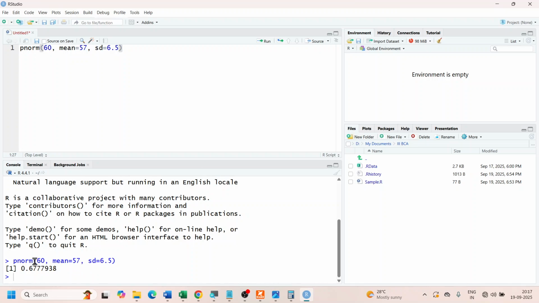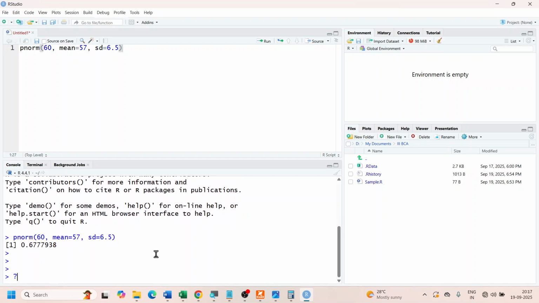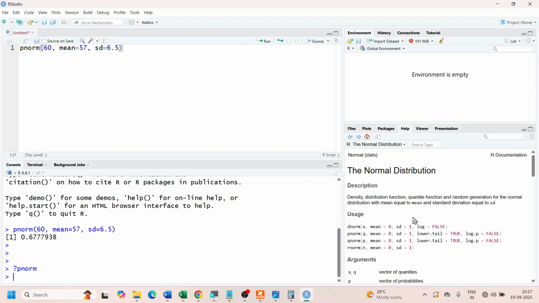Now, if you are wondering what this pnorm is and other related functions, what you can do is type a question mark and then the pnorm function. Just type pnorm and press enter. You will be shown the options. Remember, that is what I told you, there are related functions. You have dnorm for density. pnorm you know very well, the distribution function, that is the probability distribution function. If you want quantile, you have q, and if you want random generation, you have rnorm.